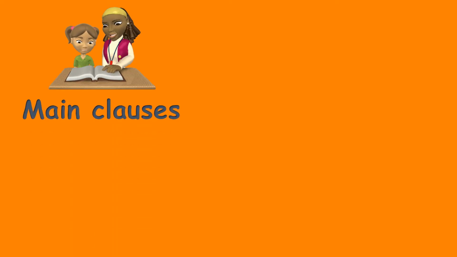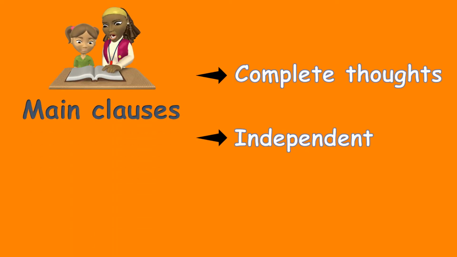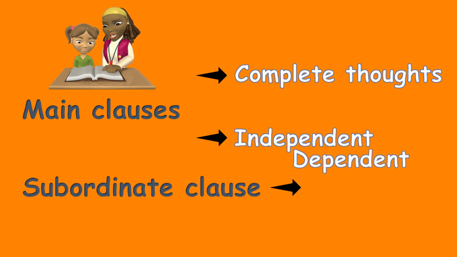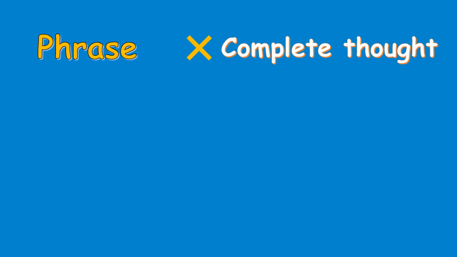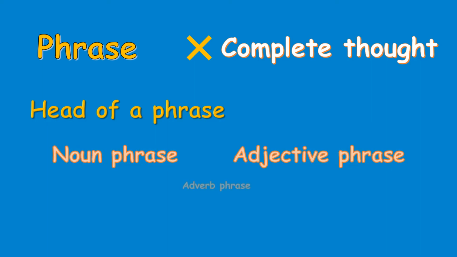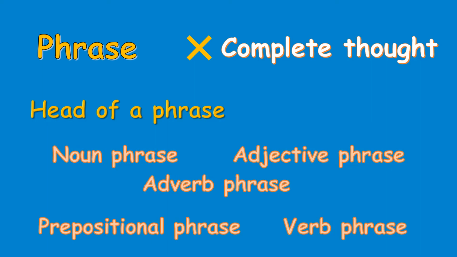There are two types of clauses: main clauses that are independent and subordinate clauses that are dependent and help to complete the meaning of the sentence. A phrase is a part of a sentence and it doesn't express a complete thought. All phrases have one word which is the head. It determines the kind of phrase, and it can be a noun, adjective, adverb, prepositional, or verb phrase.